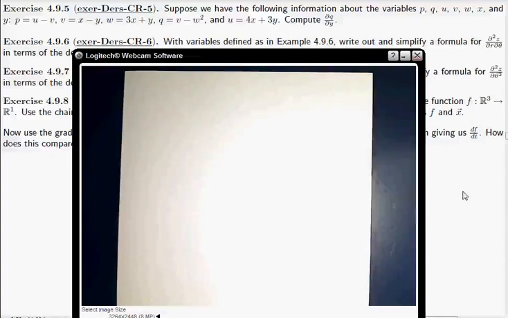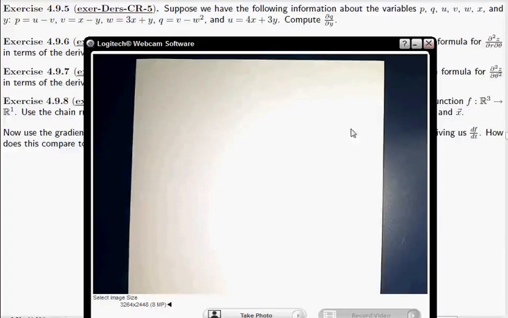Okay, CR5. So in this problem, let's see. The first part of this problem is to figure out what really depends on what. And we say here partial of q with respect to y. Well, what does that even mean? I mean, what's a function of what? We really need to kind of diagram these variables.